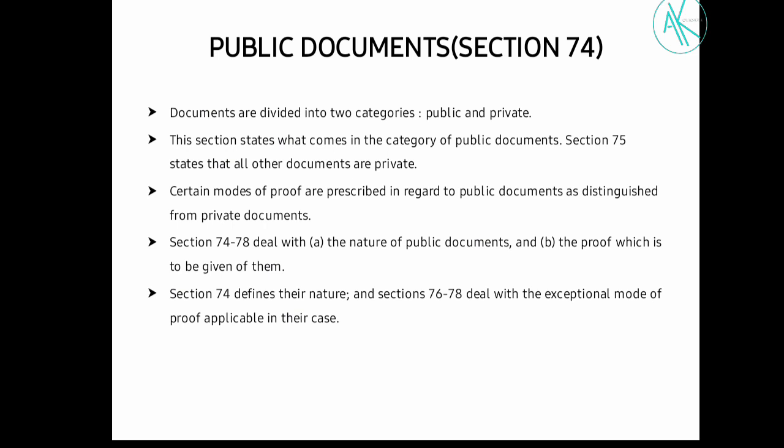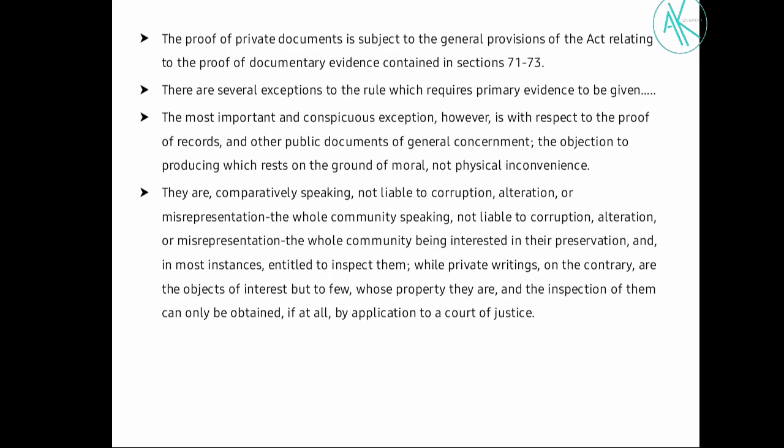Sections 74 to 78 deal with the nature of a public document and the proof which is to be given of them. Section 74 defines their nature and Sections 76 to 78 deal with the exceptional mode of proof applicable in this case. The proof of a private document is subject to the general provisions of the Act relating to the proof of documentary evidence contained in Sections 71 to 73.